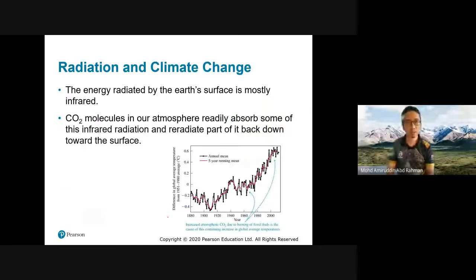The energy radiated by the Earth's surface is mostly infrared. The CO2 molecules in our atmosphere readily absorb some of this infrared radiation and re-radiate part of it back down toward the surface. This is what we see in climate change, the global warming effect. We are at this year where we have a very significant temperature change, compared to the 1990s, when we had the least temperature changes.